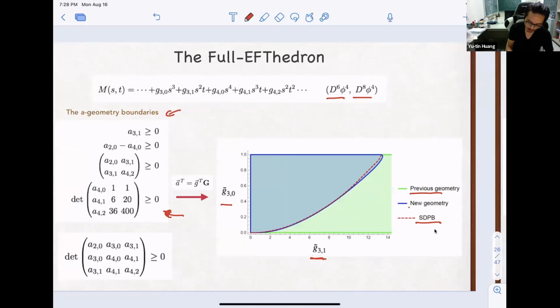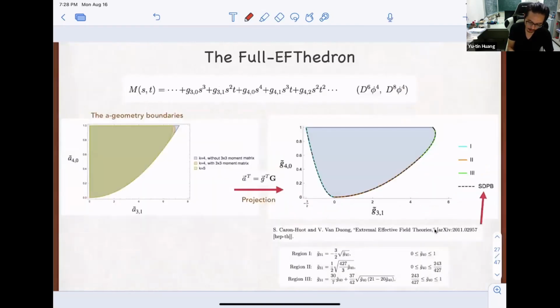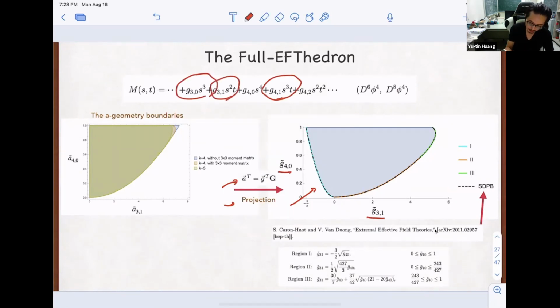Just to make things more comparable to the real physics, we want to go to the full EFThedron. So you need to do a GL rotation and then a projection, and then you can project out this. This is the space for the full EFThedron. This is for the couplings G40 and G31, which is essentially associated with this operator and this operator. Sorry, G31 is this operator. The other coefficients are related by crossing symmetry. So you can see that the new geometry is an exact match with the semi-definite programming result.